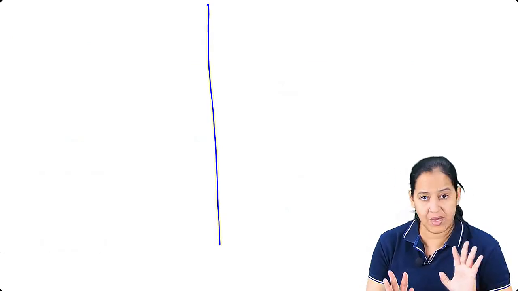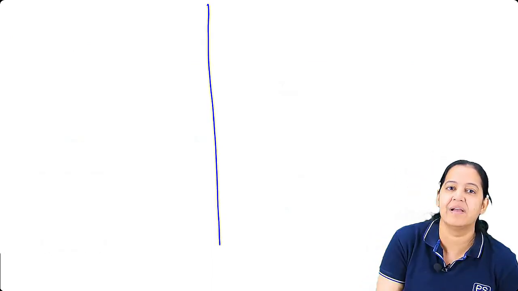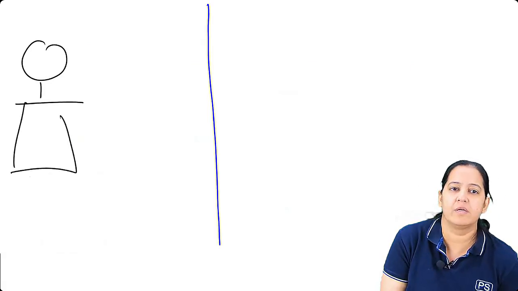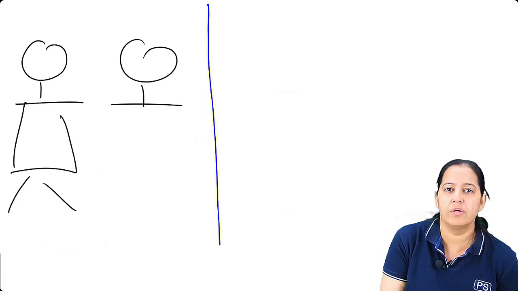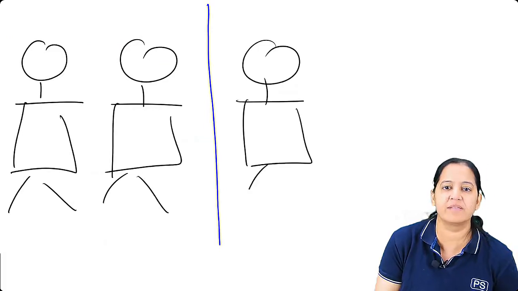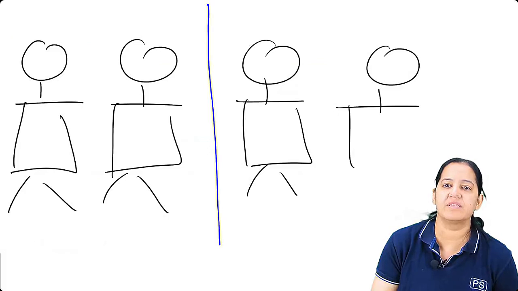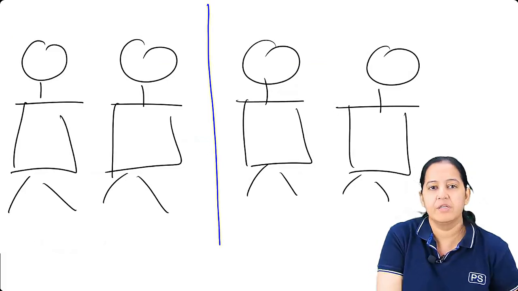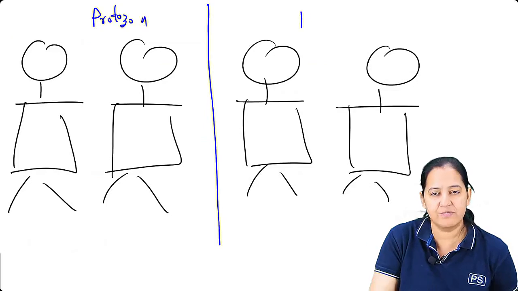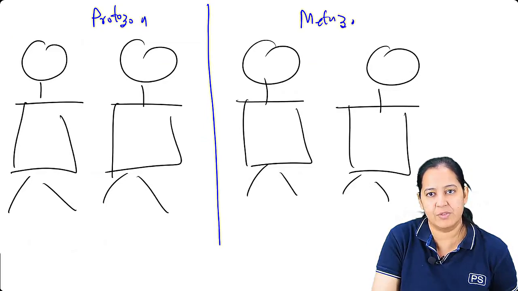Let's assume the host is a human. It can be an animal also. It is not that the host is always human. So let me draw the four hosts for you, two for protozoa and two for metazoa. I will explain what is definitive and what is intermediate. So this is for protozoa, the definitions, and this is for metazoa or helminth.